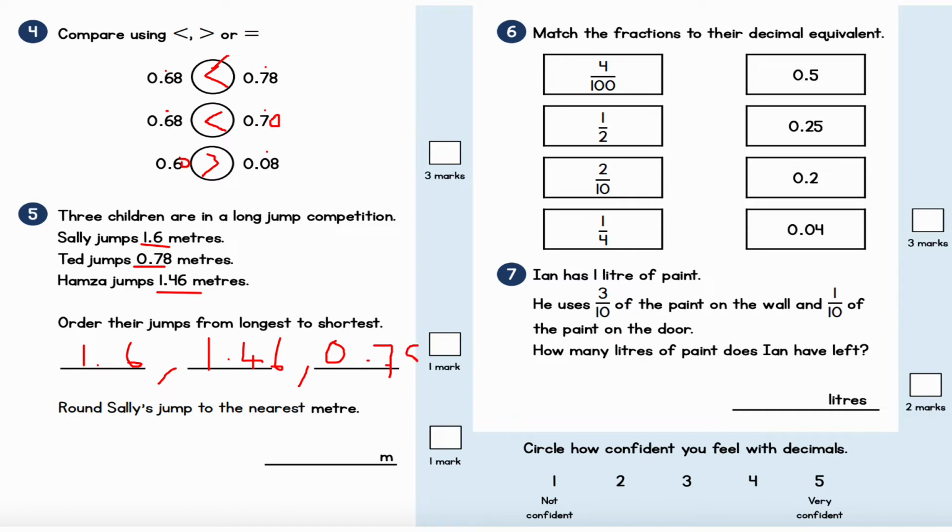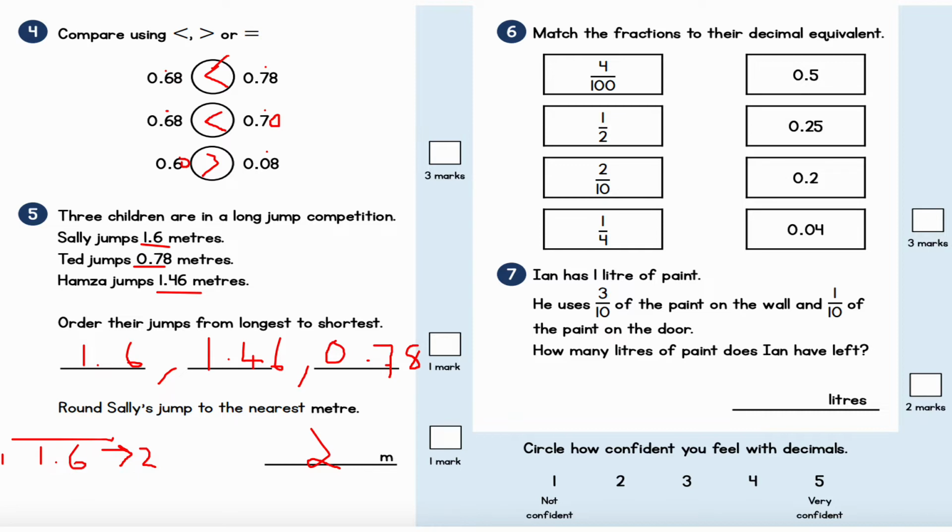The second part of the question: round Sally's jump to the nearest meter. Well, 1.6 is closer to 2 than it is to 1, because it's above the midpoint of 1 and 2. Imagine that's my number line. It's closer to 2, so it's 2 to the nearest whole meter.